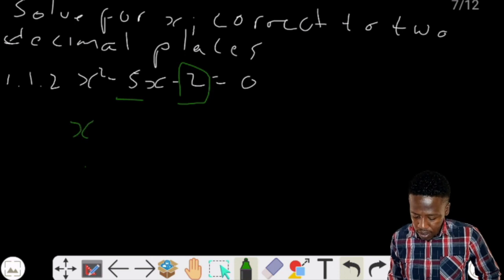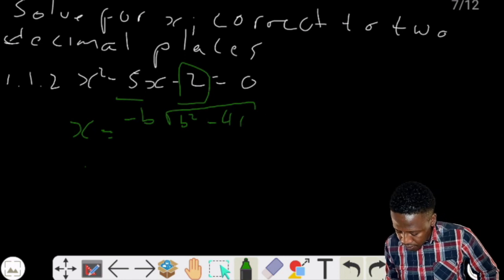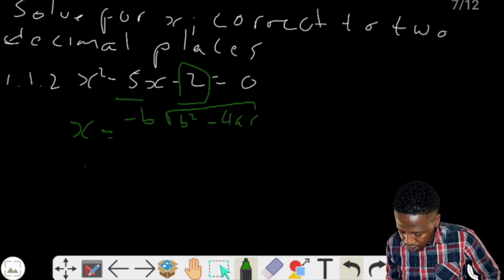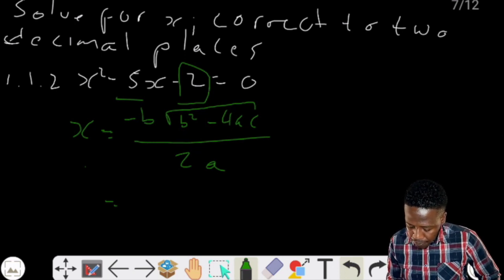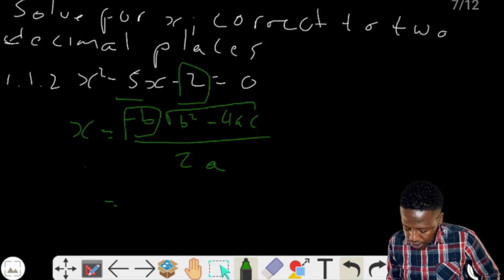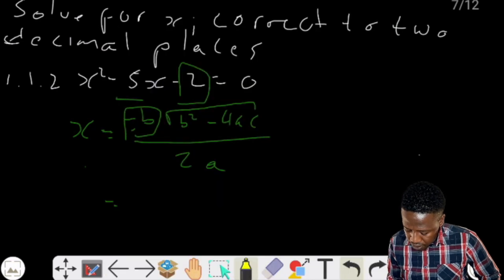Meaning you will have x equals minus b plus or minus the square root of b squared minus 4ac, all over 2a. Now let's get substituting here. Let's start with the b. Your b is negative 5. So a negative and a negative will give you 5.